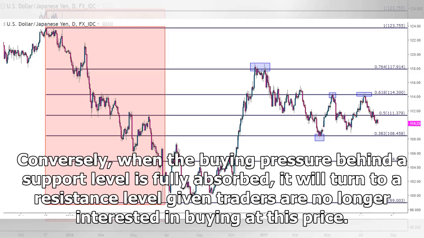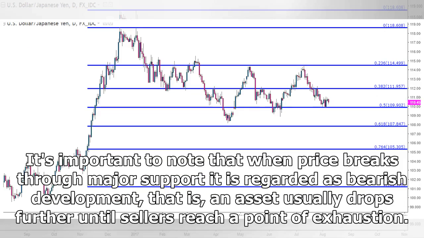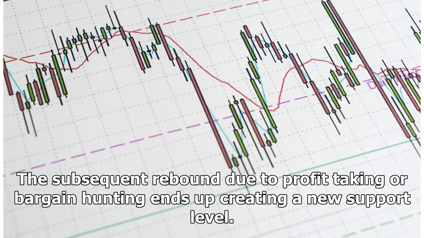Conversely, when the buying pressure behind a support level is fully absorbed, it will turn to a resistance level, given traders are no longer interested in buying at this price. It's important to note that when price breaks through major support, it is regarded as a bearish development, that is, an asset usually drops further until sellers reach a point of exhaustion. The subsequent rebound due to profit-taking or bargain hunting ends up creating a new support level.